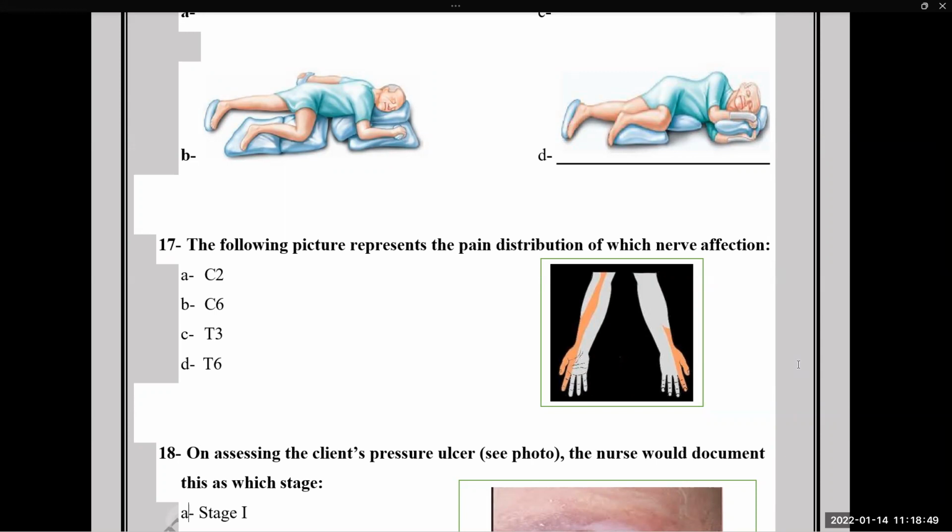It is indicating which nerve affection? It is not T3 and T6, because if the thoracic vertebra is affected, below the nipple the sensation will be impaired. The hand will be okay. So either it will be C2 or C6. What is the answer? If it is C2, below the neck the entire sensation will be altered. So it could be C6. Okay, fine.